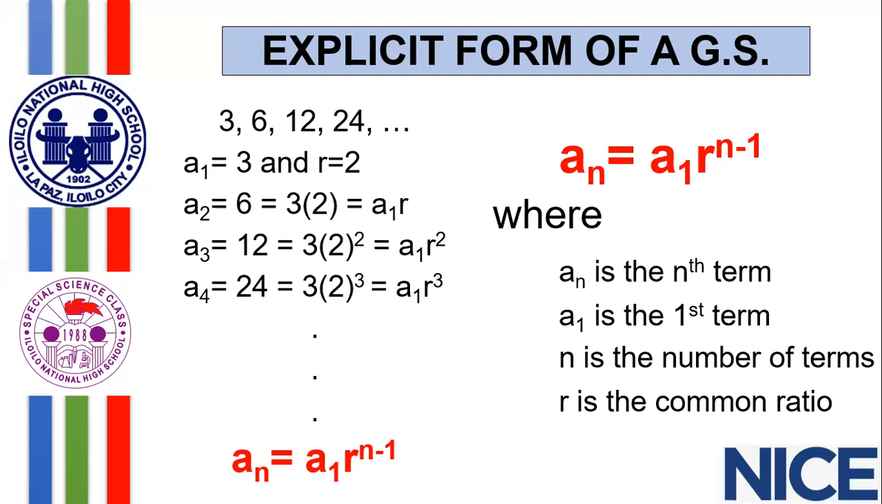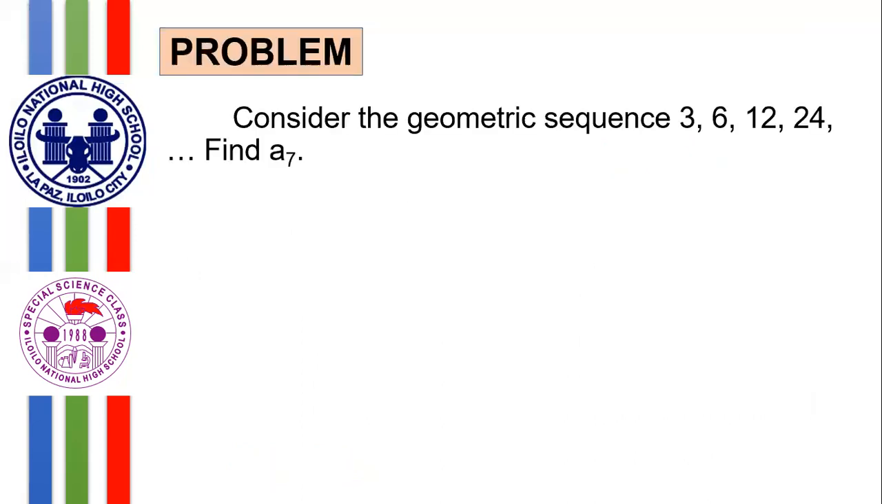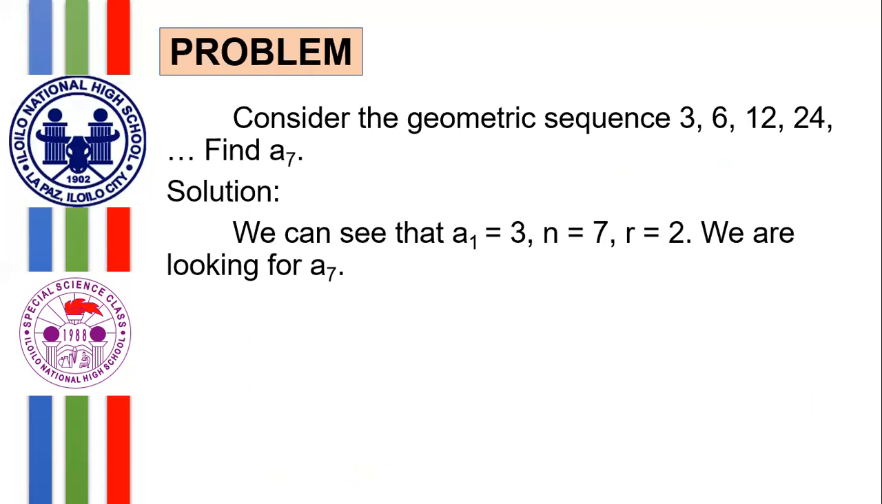Now, let us use this explicit form to answer the similar problem we had earlier. Consider the geometric sequence 3, 6, 12, 24, and so on. Find the 7th term. You could actually see that the first number here is 3, so a sub 1 is 3. The subscript of a is 7, so this is your n. We are looking for the 7th term, so n is 7. And again, the common ratio is 2. We are looking for a sub 7.